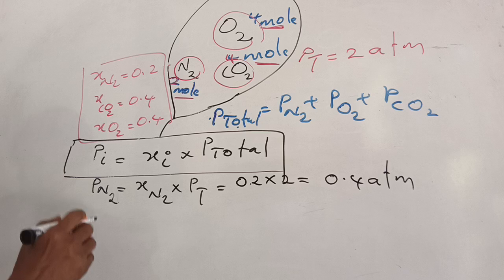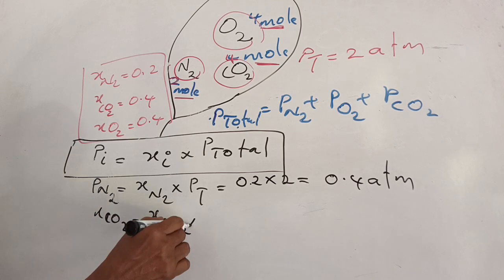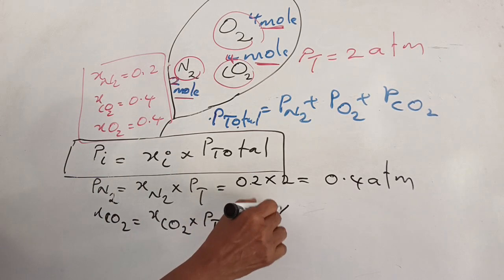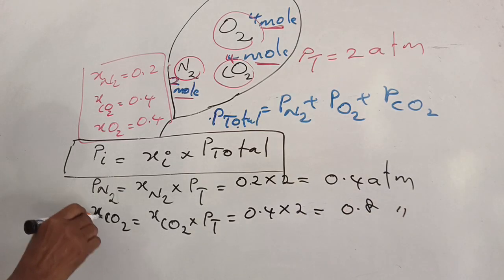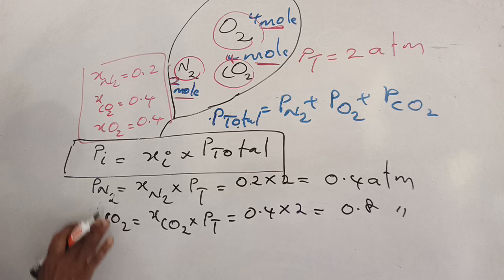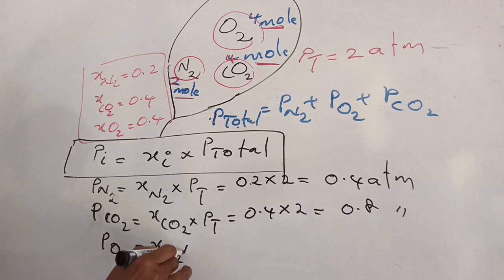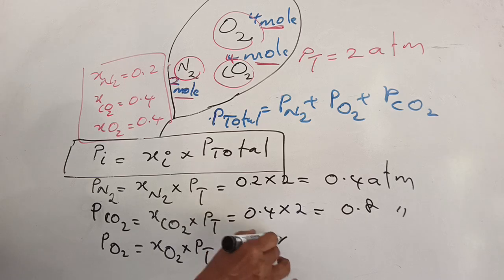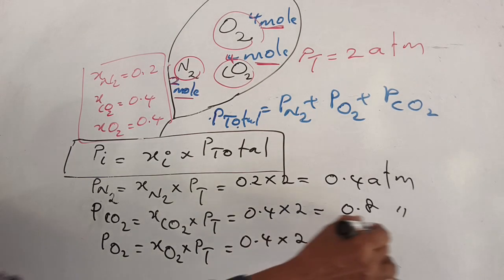At the same time, the partial pressure of carbon dioxide equals the mole fraction of carbon dioxide times total pressure. Mole fraction is 0.4 times 2, it should be 0.8 atmosphere, created by the partial pressure of carbon dioxide. Partial pressure of oxygen is the mole fraction of oxygen times total pressure. Mole fraction of oxygen is again 0.4, and the total pressure is 2, so it equals 0.8 atmosphere.